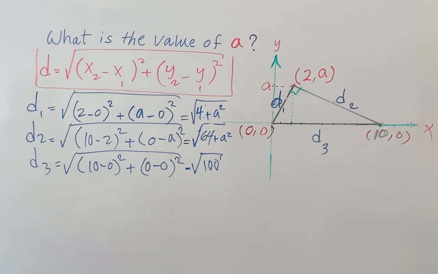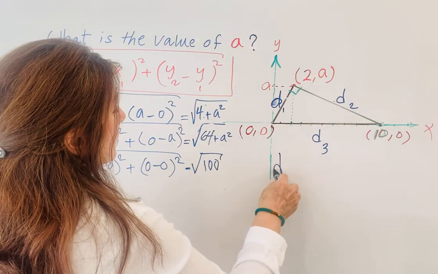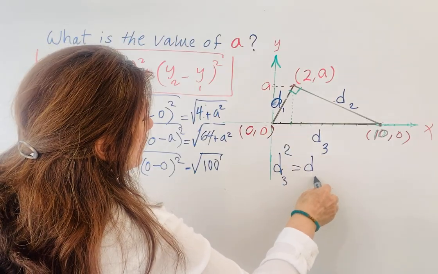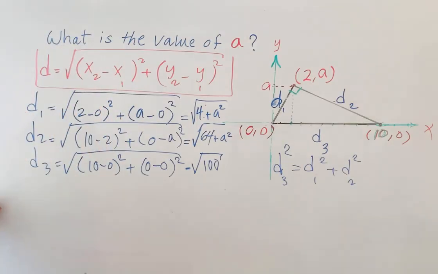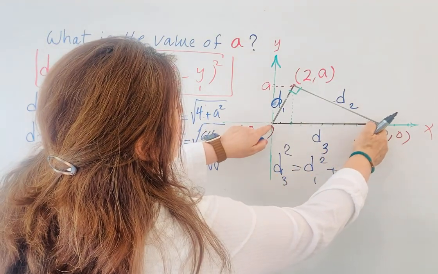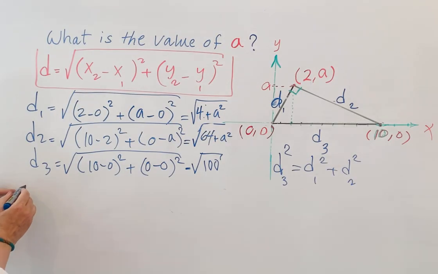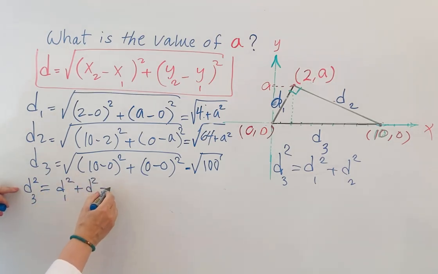According to the Pythagorean theorem, D3 squared is equal to D1 squared plus D2 squared, yes? Because this is the hypotenuse, the longest side. Okay, what can we do? We can write D3 squared equals D1 squared plus D2 squared. How much is it going to be?